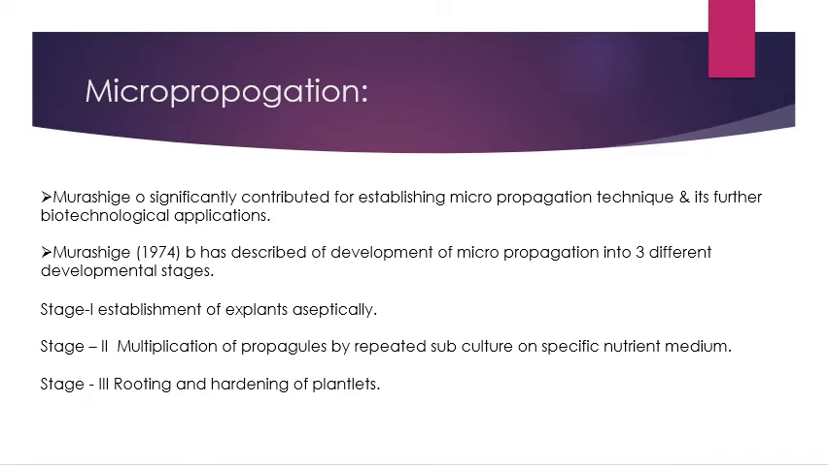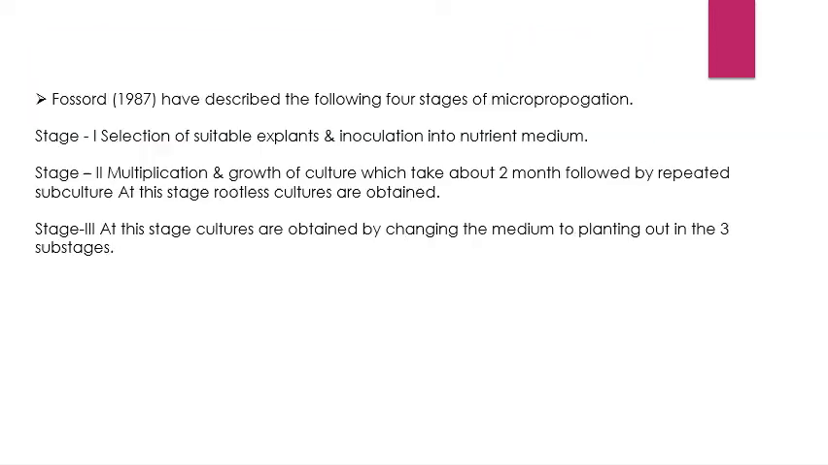Micropropagation. Callus culture means micropropagation. Murashige significantly contributed to establishing the micropropagation technique and its further biotechnological application. Murashige 1974 described the development of micropropagation in three different developmental stages. Stage first, establishment of explant aseptically. Stage second, multiplication of propagules by repeated subculture on specific nutrient medium. Stage third, rooting and hardening of plantlets.